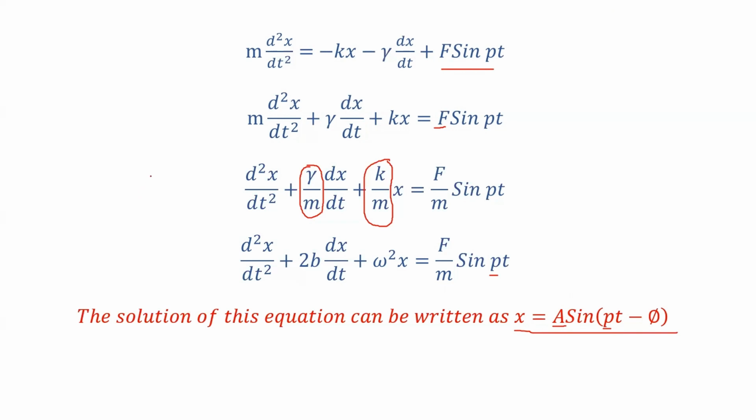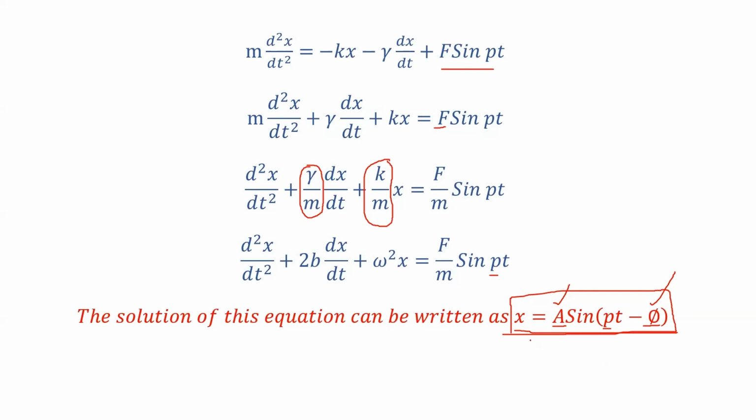And I already showed there is some phase difference between these forced oscillations and the applied periodic force. That's why we are introducing a phase term here, phi. That may be plus phi or minus phi, we can analyze it, not an issue at all. That depends on the situation. So the solution can be written as x equal to A sin (pt minus phi). So now we have to find out the value of A and the value of phi. Then we'll get the complete solution of the equation of motion of a forced oscillation.